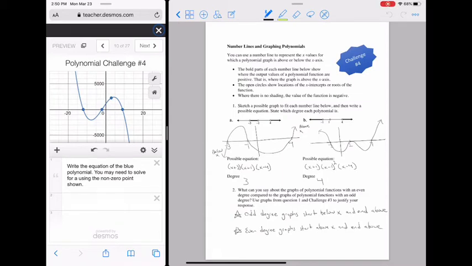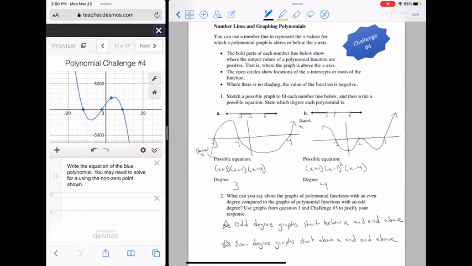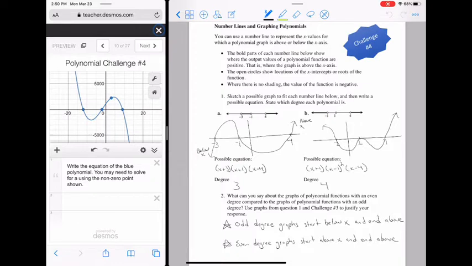All right, y'all. Now let's get into some answers of this number lines and graphing polynomials and the Desmos challenge that you did. So just looking at this challenge number 4 with the number lines, it says sketch a possible graph. So I know between negative infinity and -3, it's below the x-axis, right? Because it says the bold parts are where the outputs are positive, aka above the x-axis. When there's no shading, the value of the function is negative or below the x-axis.